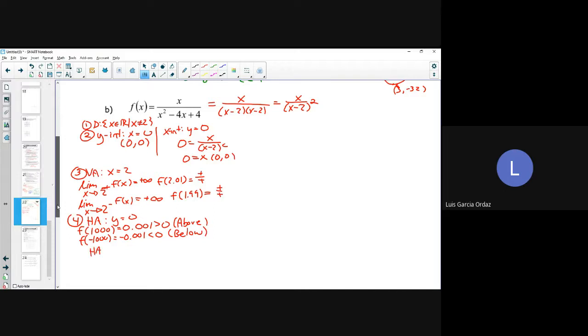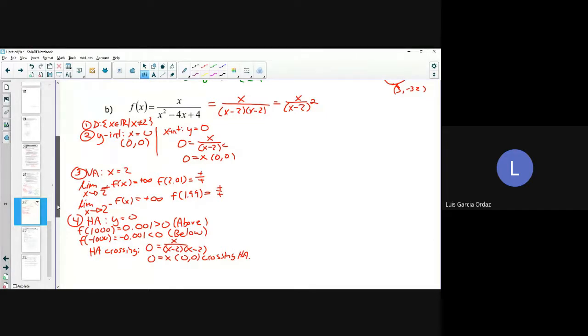So HA crossing happens when 0 is equal to my function, because that's my horizontal asymptote when y is equal to 0. If it was something like y is equal to 1, I would put 1 on the other side. But when I cross multiply, I get 0 is equal to x. So it crosses my horizontal asymptote at 0 and 0.